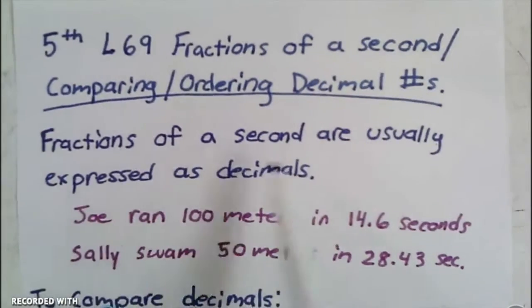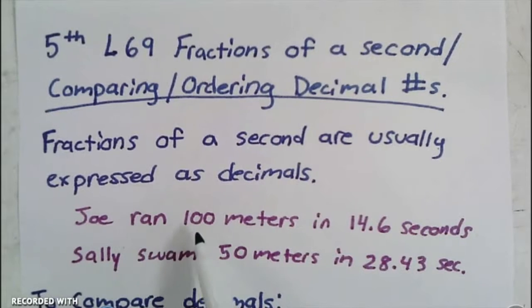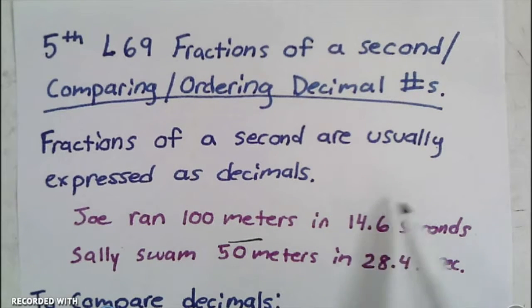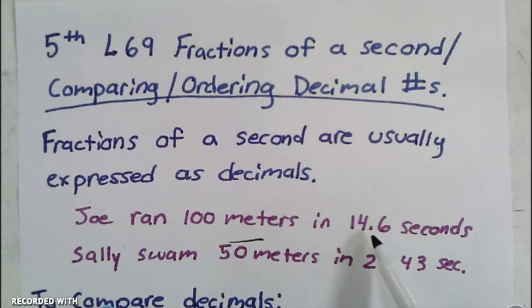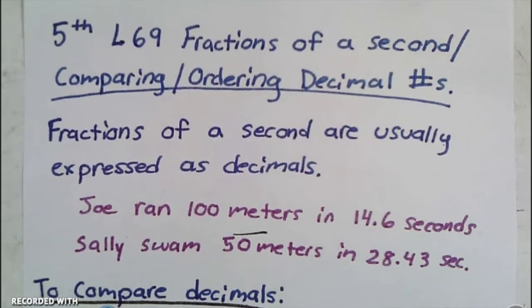So, fractions of a second are usually expressed as decimals. For example, Joe ran 100 meters in 14.6, and we're not going to say 14 and 6/10 seconds, even though that's what this decimal is read. We're just going to say 14.6 seconds. So Joe ran 100 meters in 14.6 seconds is the way that is said. Or Sally swam 50 meters in 28.43 seconds.